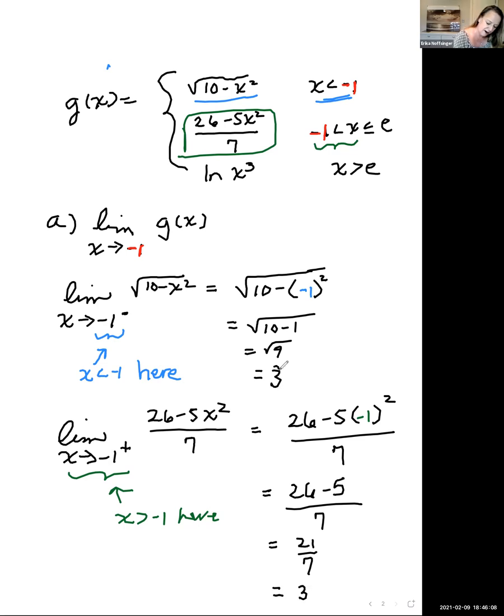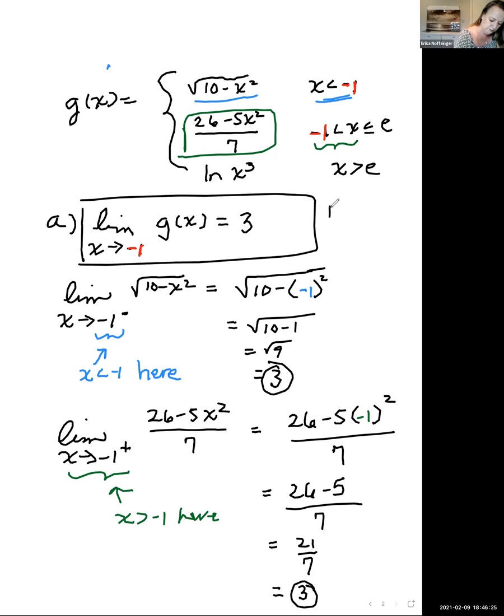So notice that our left-hand limit was 3 and our right-hand limit is 3. And so we can say that the limit as x approaches -1 of g of x exists, and it is 3. That was because the left and right-hand limits, again, are the same.